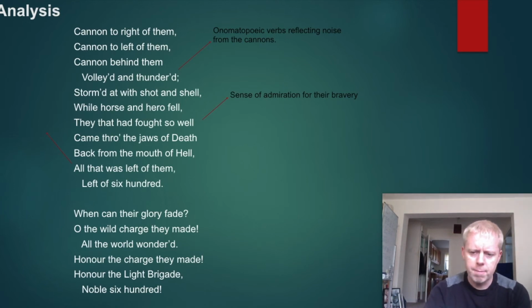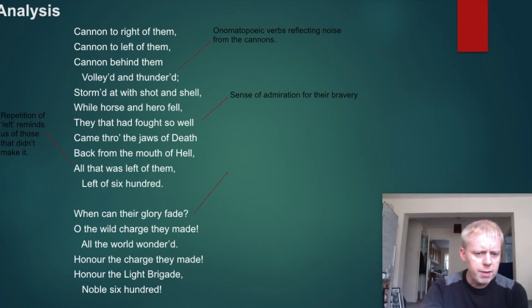So roughly 400 came back unharmed, but 230 plus were either killed or injured. Repetition of left reminds us of those who didn't make it.